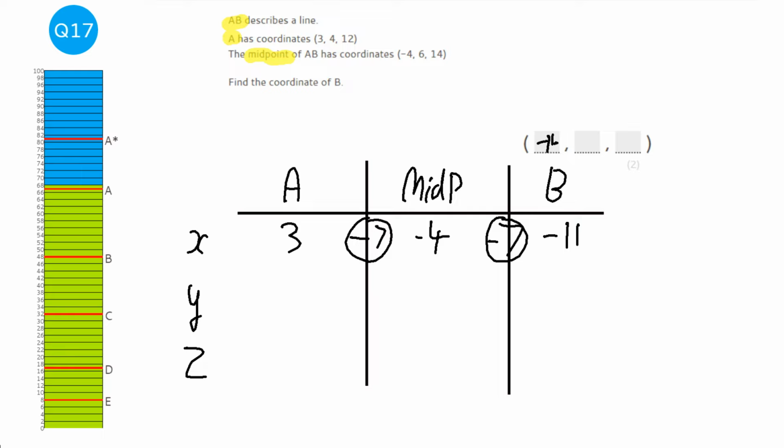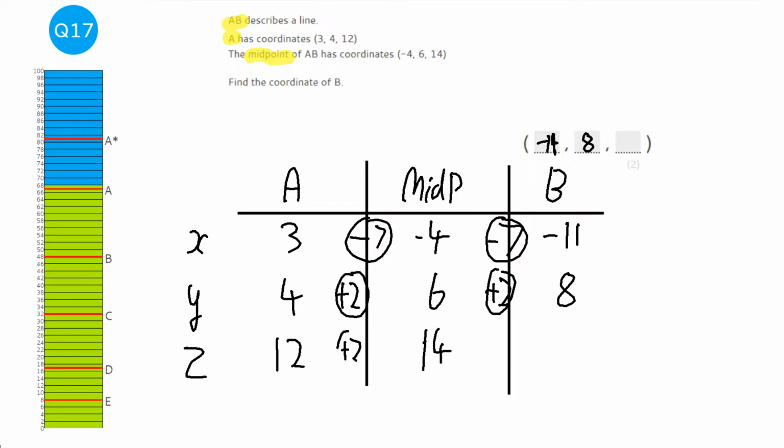And we're just going to repeat this for all the other coordinates. So that's 4, and that's 6, the Y. So that's a +2. So we're going to add 2 again, and that's going to give us 8. So we've got 12, and we've got 14. So it's another +2, and +2 again gives us 16. So our answer is -11, 8, 16 will be the coordinates of B.